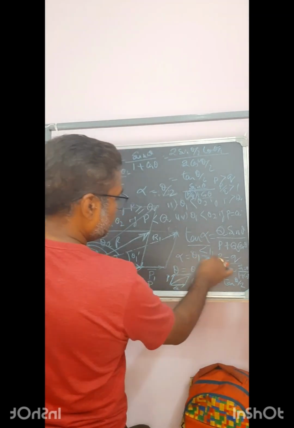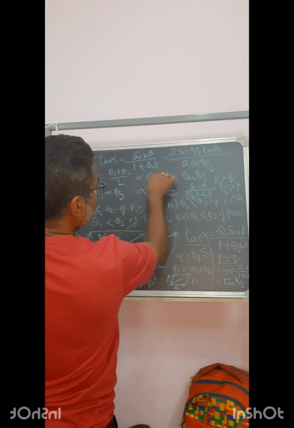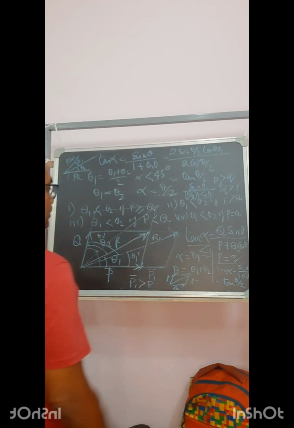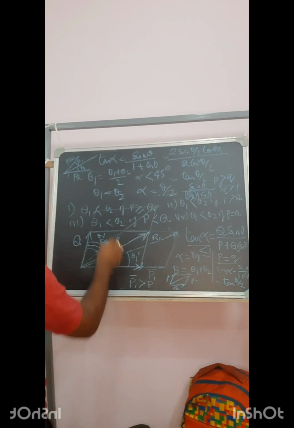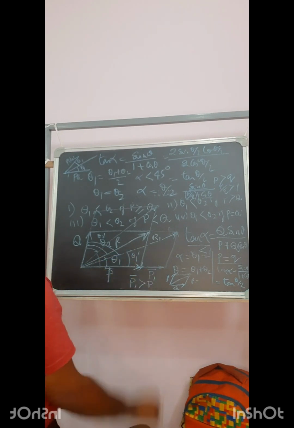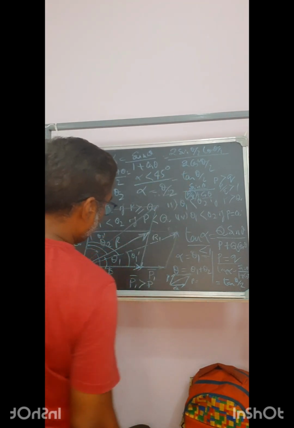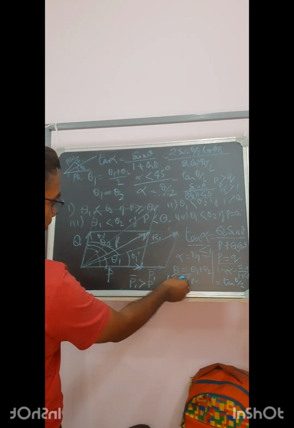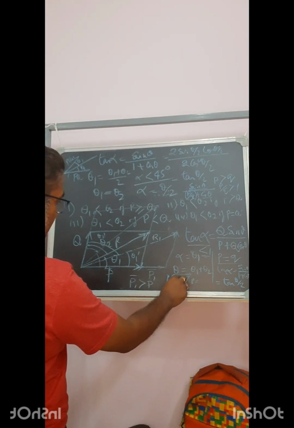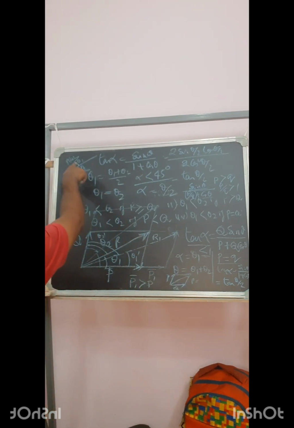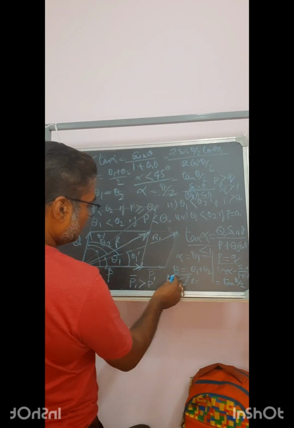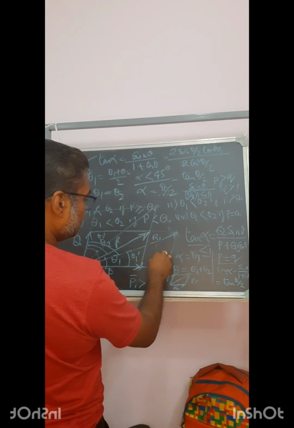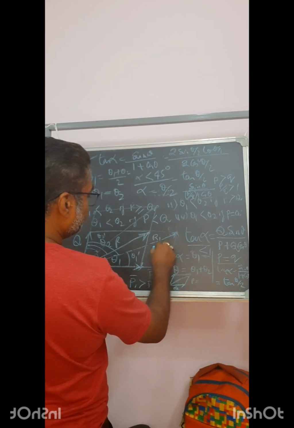So if it is less than 1, that means alpha is always less than 45 degrees. So what is alpha here? Alpha is theta 1 here. Already I have assumed that alpha is theta 1, that is the angle made with the horizontal. So we have seen that alpha comes to 45 degrees only when the two vectors are 90 degrees to each other.